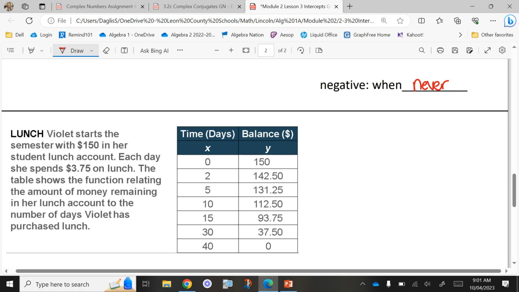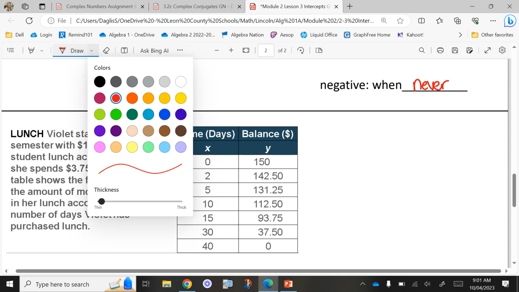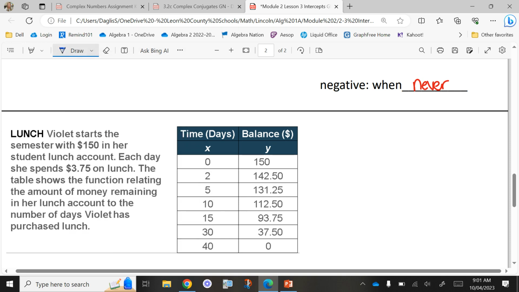All right. Do we have an x-intercept? Yes. So remember, x-intercepts is when we have a y of 0, right? So do we see that happening on my table? Do I see a y value of 0? Yes. What x value matches with it? 40. Yeah, this part right here is showing your x-intercept.